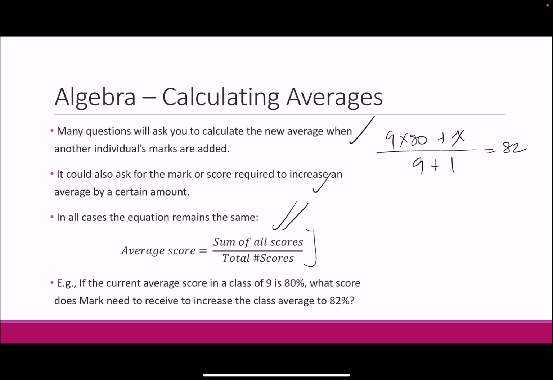So 82%, 9 plus 1 is 10, so if we move that over, it's going to become 820, because we're multiplying them now. Divide becomes multiply when you move it to the other side, and 9 times 80 is 720. So 720 plus x equals 820, so x should just equal 100.